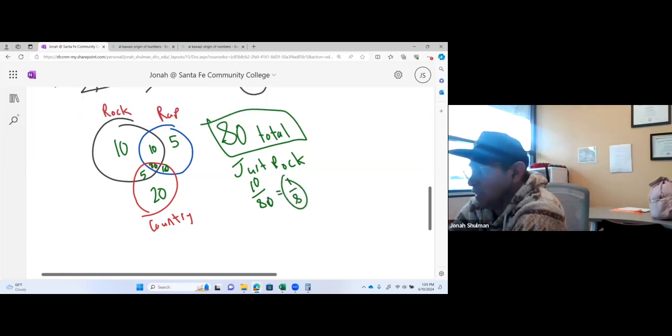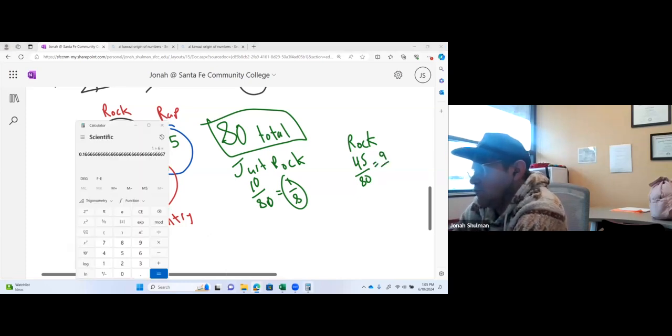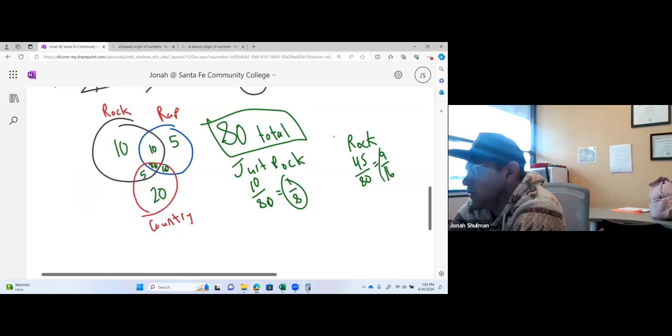What if they like rock, not just rock, they like rock and everything? So we're gonna add the whole thing. So 20, 30, 40, 45 out of 80. We can divide it by 5. That's 9. If you don't know 80 divided by 5, just let the calculator be your friend. So it's 9/16.